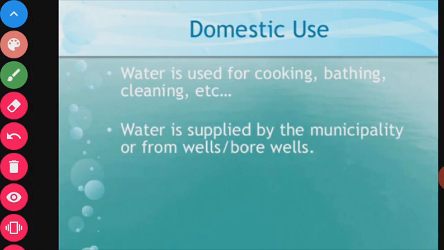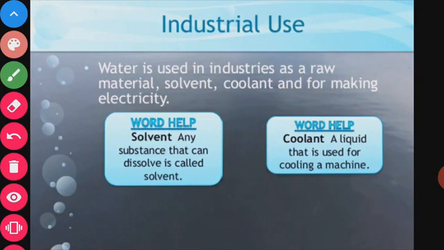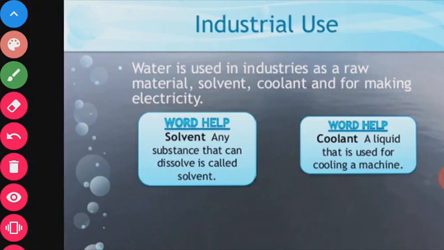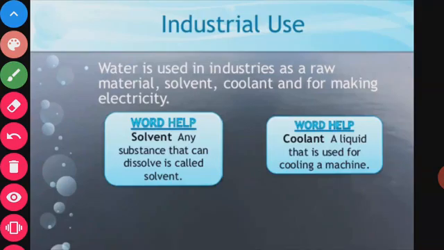The third use of water is industrial use. Water is used in industries as a raw material, solvent, coolant, or for making electricity. What is a solvent? Any substance that can dissolve is called a solvent. Coolant is a liquid that is used for cooling a machine. So in industries we use water as a raw material, as a solvent, as a coolant, or for making electricity.